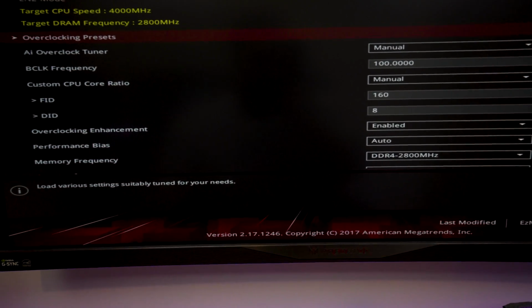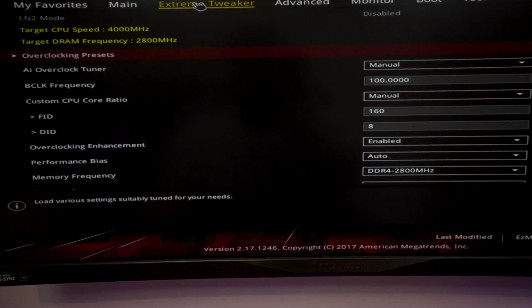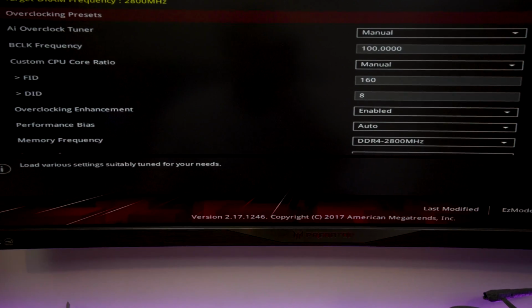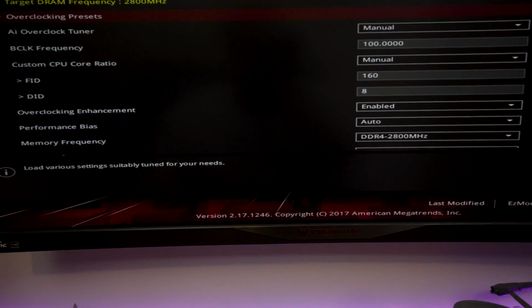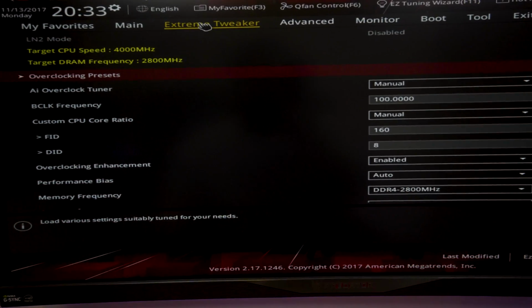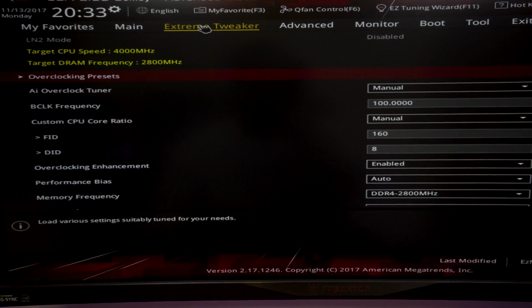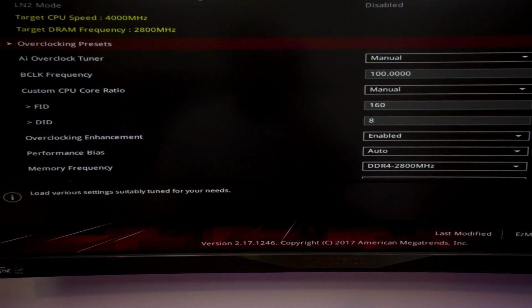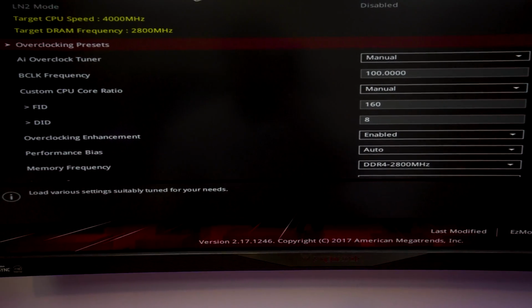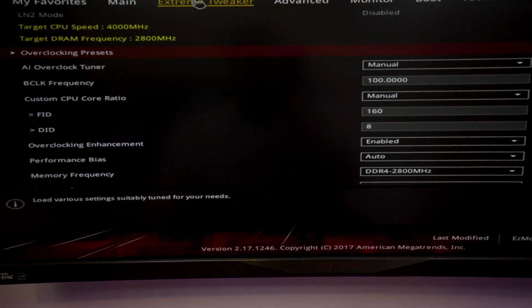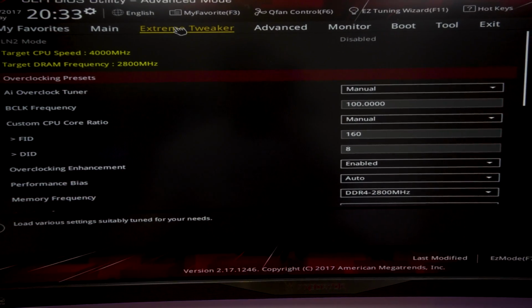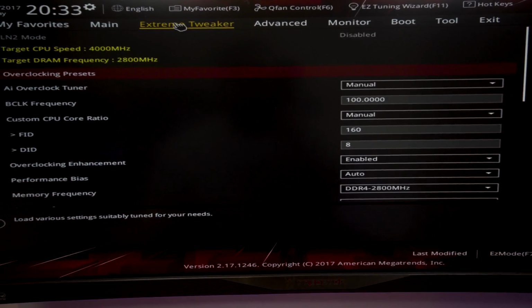I recommend that you start slowly and that you build these up incrementally, little by little, and that you do at least a 20 or 30 minute stability test whilst you crank in your voltages and your CPU clock speeds. Remembering, of course, the more voltage that you put through your CPU, the hotter it's going to get. Your cooling solution is going to play a very important role.